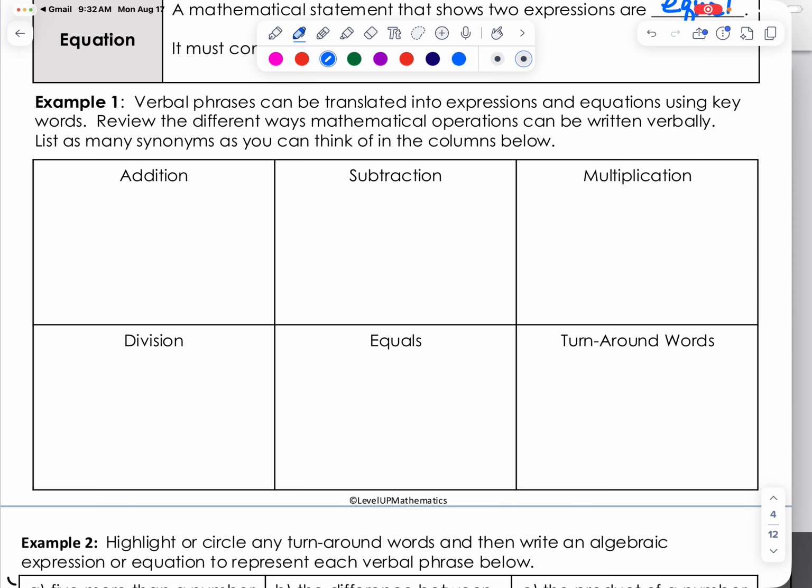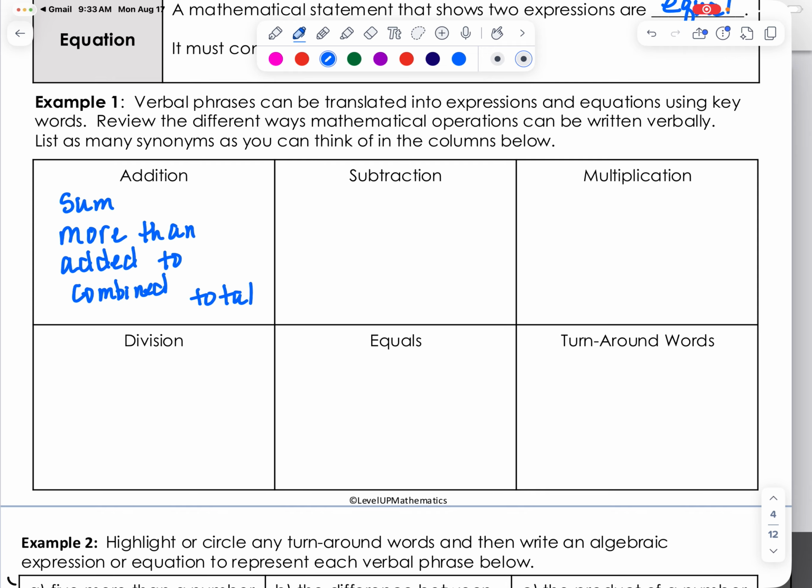So let's start by looking at addition. What are some words in math problems that indicate to you that addition is being performed? So I'm thinking of words like sum. The sum of 2 and 3 is 5. Sum meaning addition. We could see the phrase more than. That means addition. Added to. Combined. Total. Things like these indicate addition.